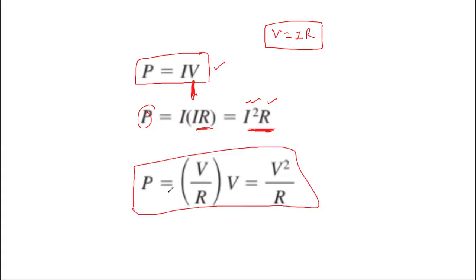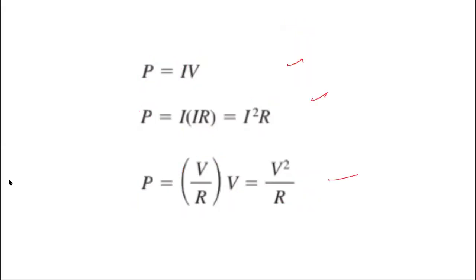So in that scenario, you will take this I and replace it with V upon R, right? So you will write V upon R over here instead of I, and then you have V. So basically your formula will be V square upon R. So these are some different forms of power, depending upon what piece of information is given to you in the question to solve.